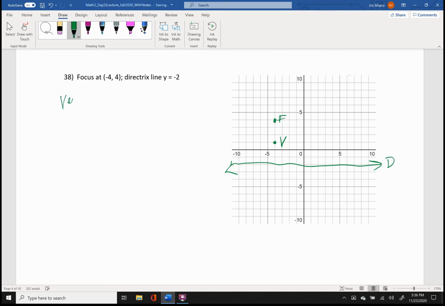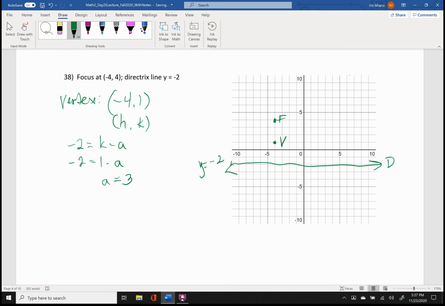Okay, so we know the vertex is the ordered pair -4, 1. So that gives you your h and your k values. Okay, furthermore, my y equals -2 directrix line that I have labeled right here has to come in the form of k minus a, right? So -2 therefore equals k minus a. Well, I just found that k was a 1, so -2 equals 1 minus a. That means a has to equal 3. So that gives me a lot of information.